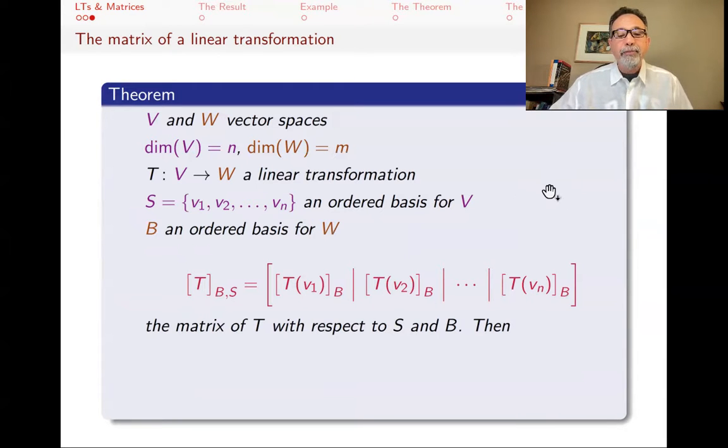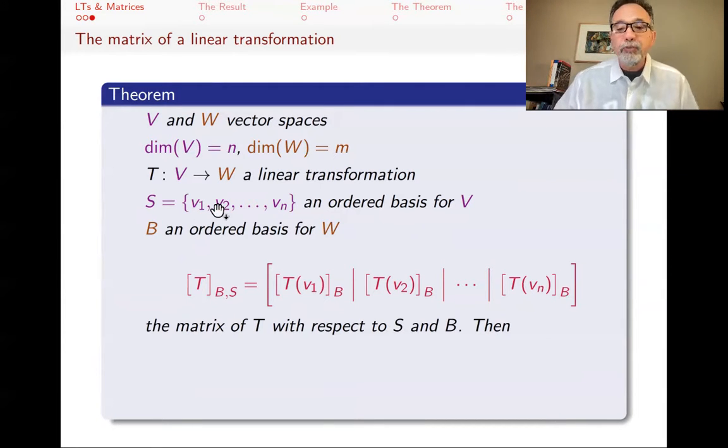This looks complicated, but it's really not that complicated. It says to find this matrix, you start with the first element of S, v1, you apply T to it and send it over. And then when you send it over, you write it in terms of the basis B, and its coordinate vector, T of v1 with respect to B, is an m by 1 column vector. That's the first column. So the first column of this matrix is the coordinate vector of T of v1 with respect to B. You take v1, you send it over, you get T of v1, you write its coordinates with respect to B, you get the first column.